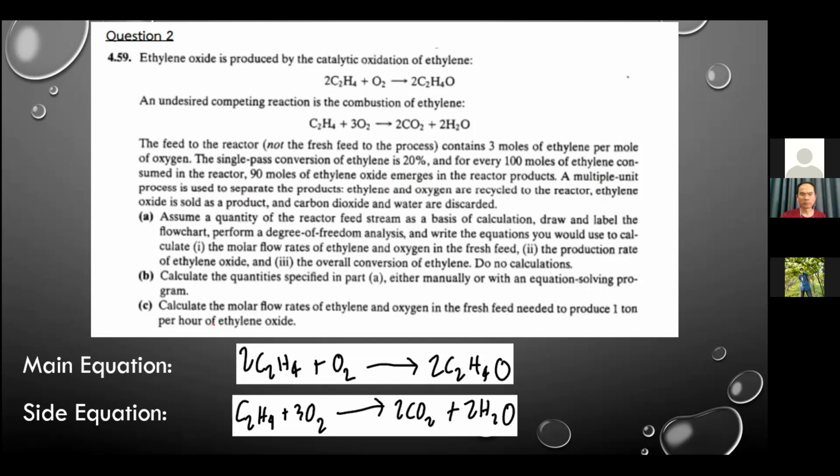For this question, there are two balanced equations mentioned. One is the main equation, which is the yielding of ethylene oxide by the catalytic oxidation of ethylene. And then there's this side equation, the undesired competing reaction, for the combustion of ethylene.